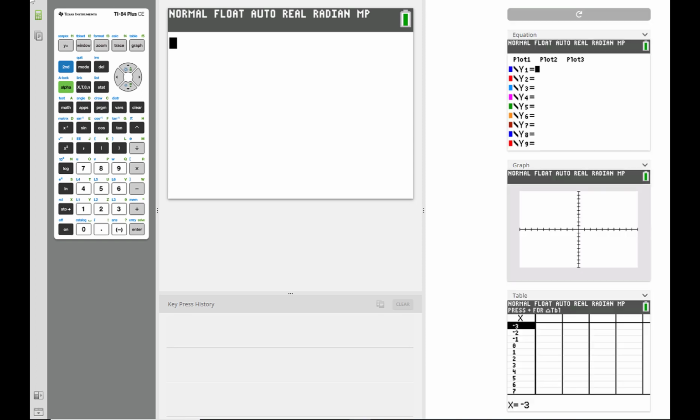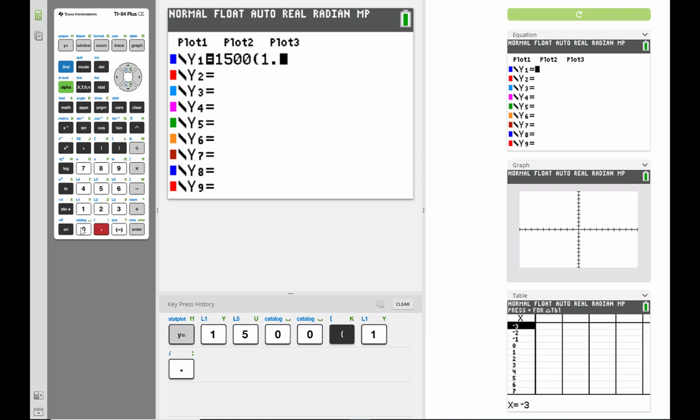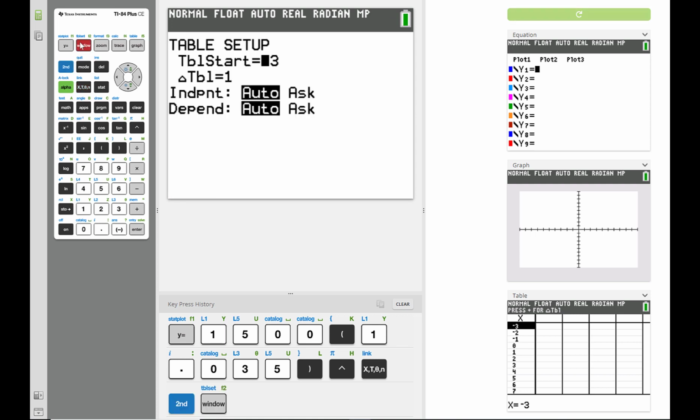I'm going to go ahead and type in my function. I'm going to press the y equals button in the upper left hand corner, and I'm going to type in for y sub 1, y sub 1 equals 1,500 times 1.035 raised to the x power. Now we have to input our function. I'm going to go to second and table set. I'm going to have the table start at 2. Right now it says it's starting at -3, but I want it to start at 2 because I'm evaluating the function at 2. And then I'm going to go to second table, and my table pops up.